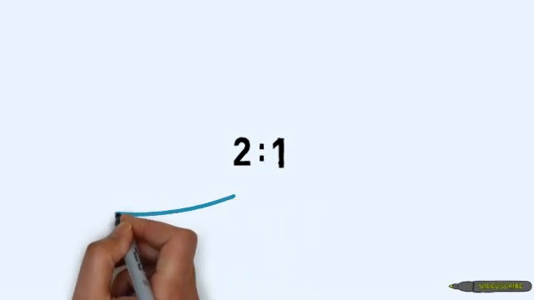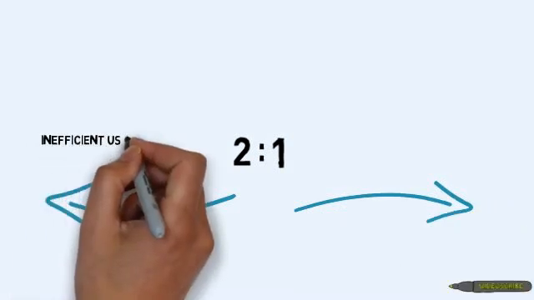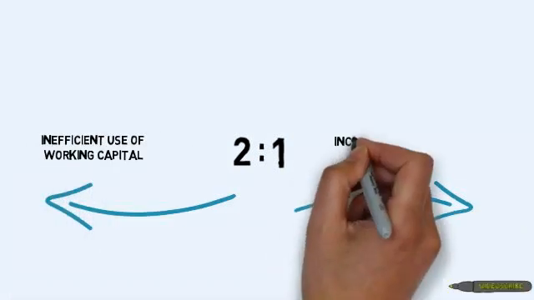2 to 1 is the magic number that businesses try to achieve, meaning that they have $2 of current assets to every $1 of current liabilities. But in all industries, there are different averages, as you can see here.